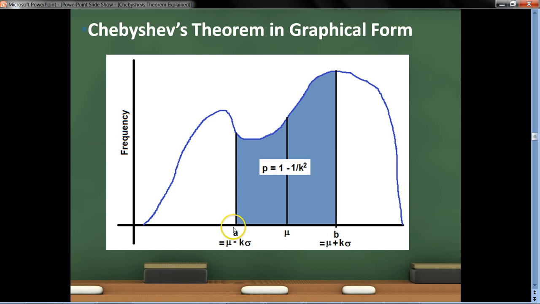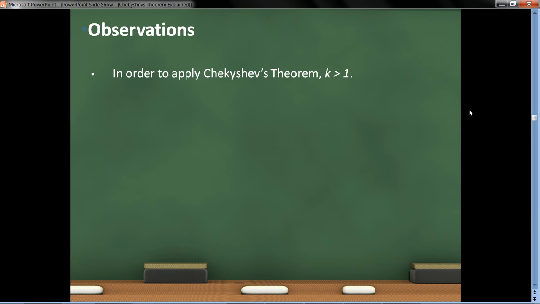So the number of standard deviations k to the left endpoint is mu minus k times the standard deviation. The right endpoint B is mu plus k times the standard deviation. This theorem tells us that at least p% of the data lies in between A and B, where p equals 1 minus 1 over k squared. So like I said, it's kind of a weak form of the empirical rule. Let me show you what I mean here too. Let's make a few observations first, and then we'll kind of compare and contrast the empirical rule and Chebyshev's theorem.